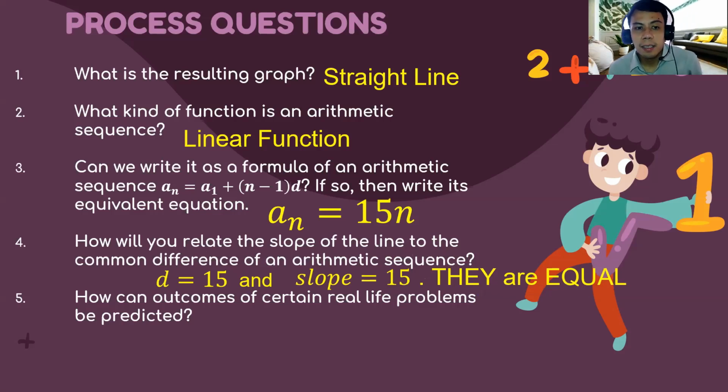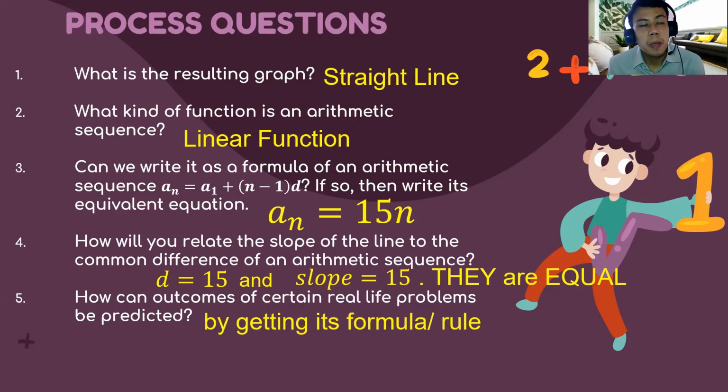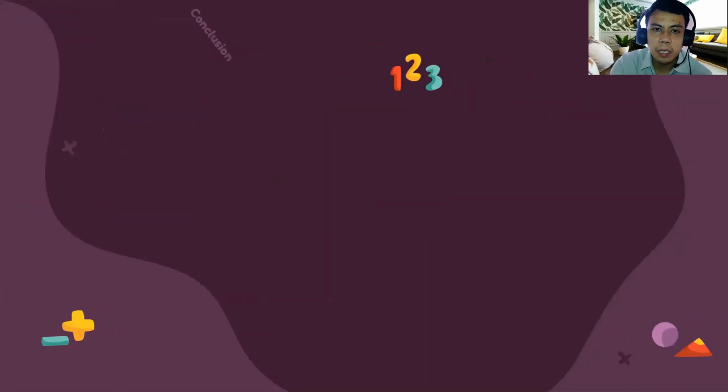So how can outcomes of certain life problems be predicted? By getting its formula or rule. If you already have the rule, then you are able to solve and predict that problem. Okay, let's go to the next.